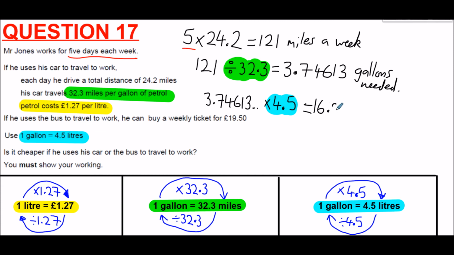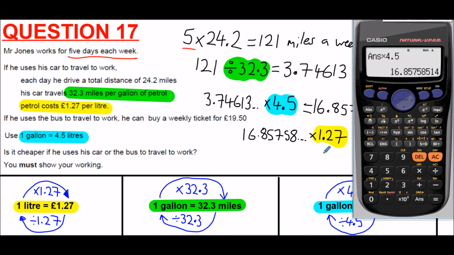So 16.85758 litres. Now, how much does each one of these litres cost him? Well, each litre costs £1.27. So to change from litres to the price, we're going to multiply how many litres is used by 1.27. So now 16.85758 and the rest of it, whatever the number was, multiply it by 1.27. That'll nicely change it into how much money that petrol will cost him.